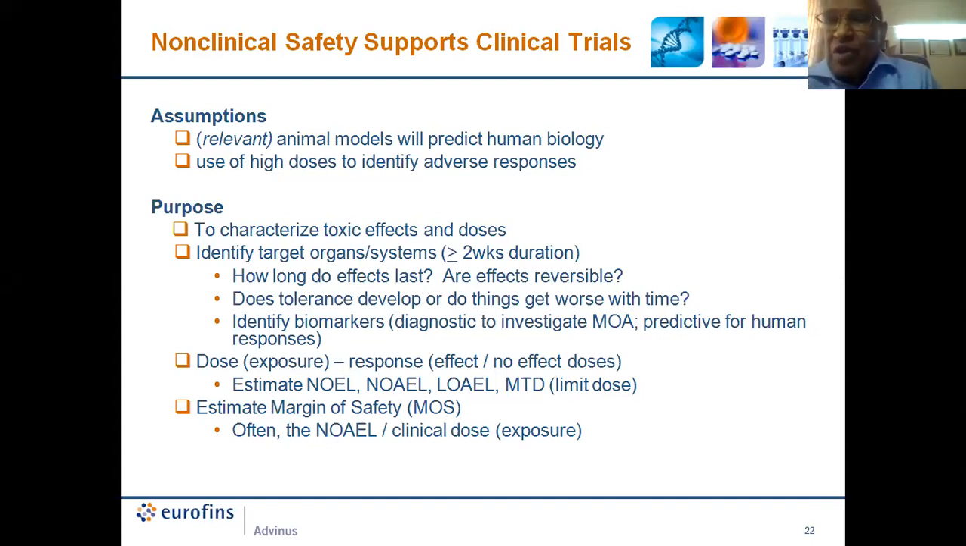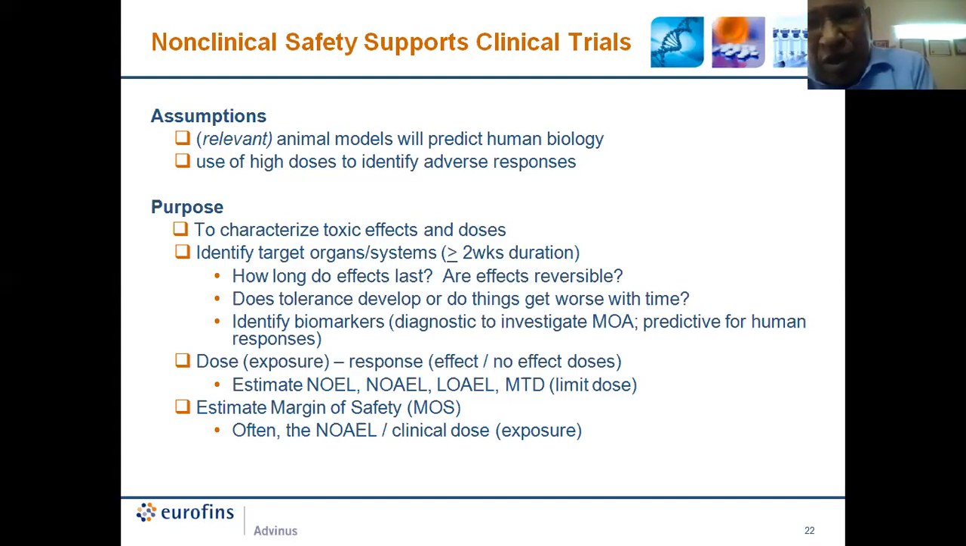But by doing such a study, we are not determining the inherent potential toxic effects. As I said, the higher the dose, you can produce toxic effects. And the objective of these toxicity studies is to predict what can happen to human beings.